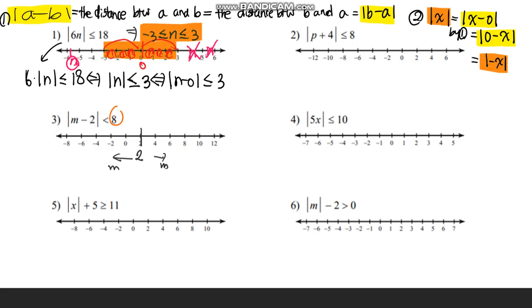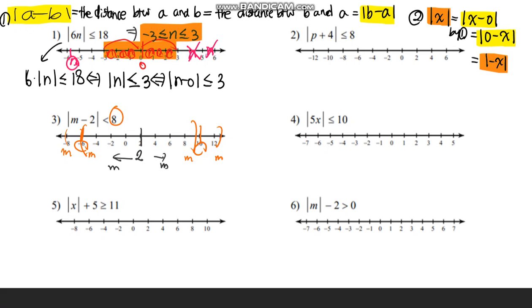Since this is 8, I want to measure first that I want to go to the right side of 2 for 8 units. So I'm going to stop right here, then to the left side of the 2 for 8 units. So it's right here. So m could be either here or here or here or here. We need to decide whether it's going to be inside or outside. So let's think.